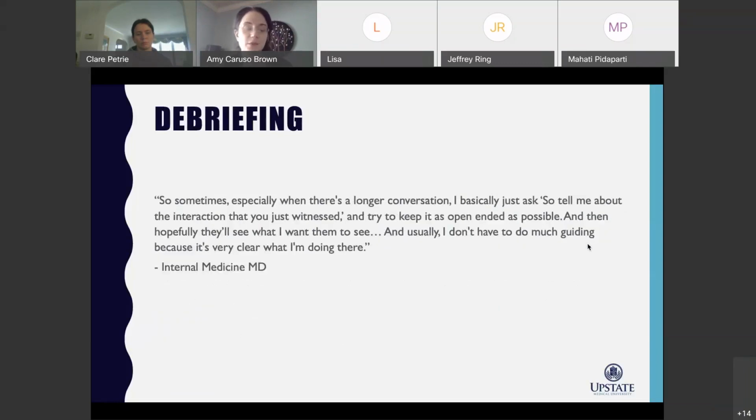So debriefing, several different models of debriefing came up. This is one of our internal medicine docs: "So sometimes when there's a longer conversation, I basically just ask, so tell me about the interaction you just witnessed, and try to keep it as open-ended as possible. And then hopefully they'll see what I want them to see. And usually I don't have to do much guiding because it's very clear what I'm doing there."